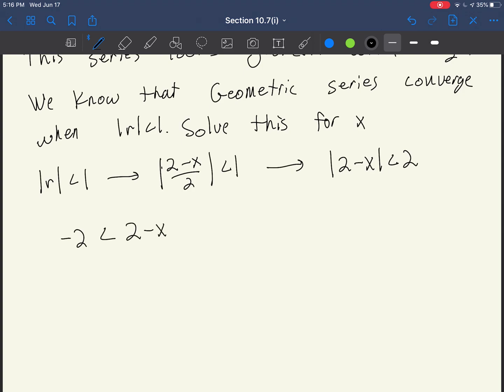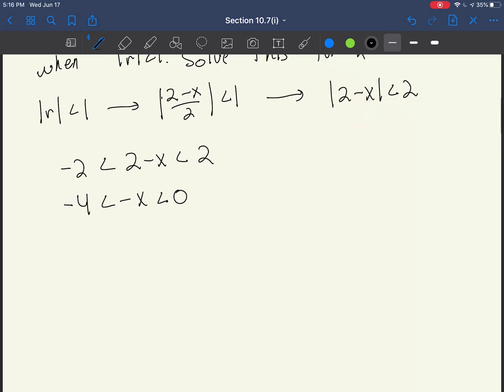Decompose the absolute value sign. That means -2 is less than 2 - x is less than 2. Subtract 2 from all three of these. We get -4 is less than -x is less than 0. Multiply by a negative sign, but remember, when you do that, you have to switch the direction of the inequality. So this series converges when x is between 0 and 4.